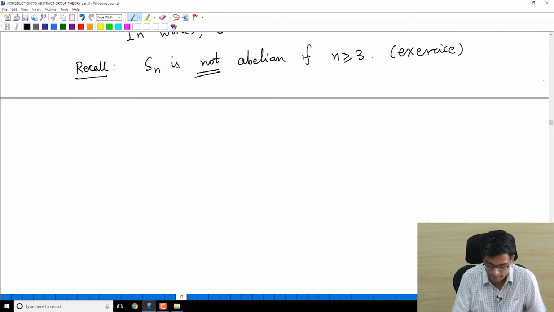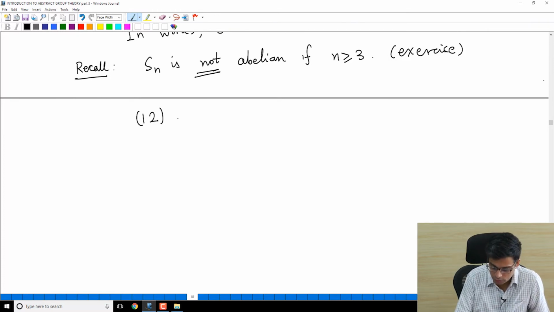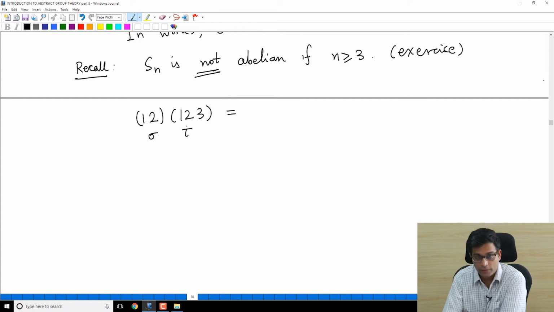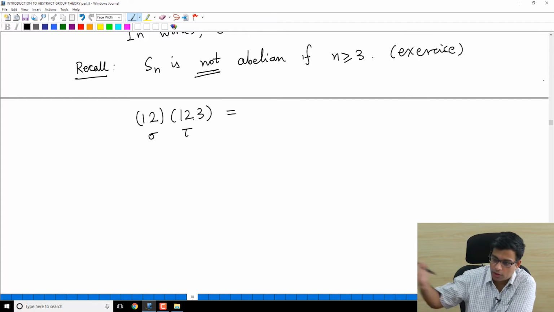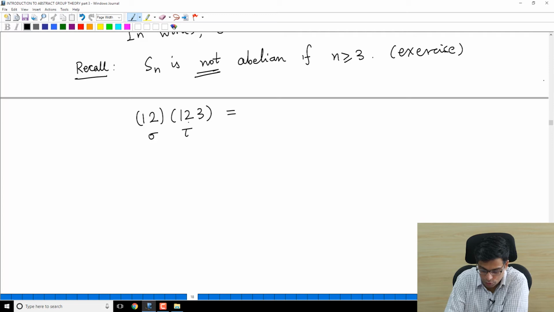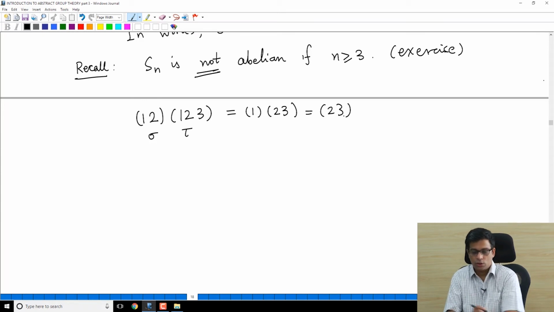For example, if you take (1 2) and (1 2 3), right? If this is sigma and this is tau. So remember, how do we multiply? We start on the right side cycle. So 1 goes to 2, 2 goes to 1. So 1 goes to 1 in this product. 2 goes to 3 and 3 goes to 3 under that. So 2 goes to 3, 3 goes to 1 and 1 goes to 2. So we close the bracket, and again we don't write the 1 cycle. So this is (2 3).